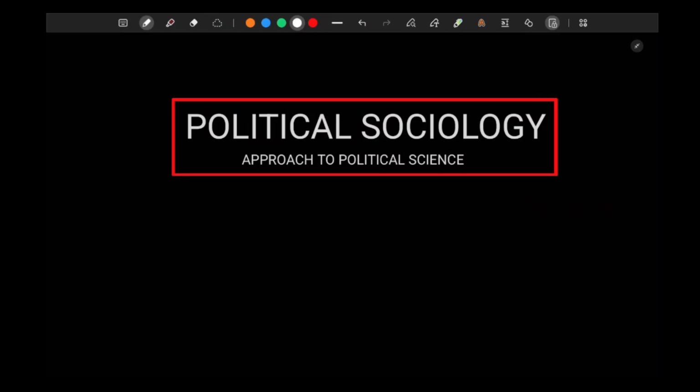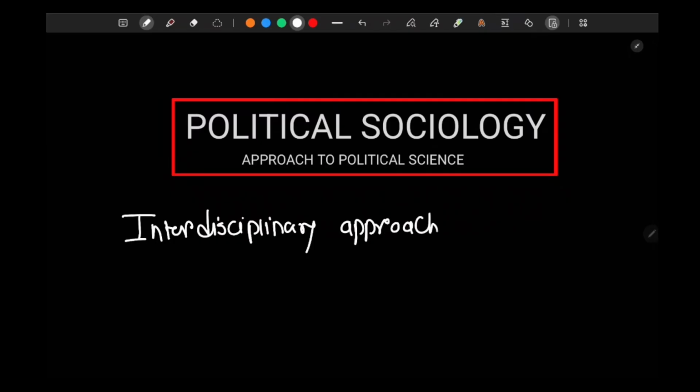The next approaches we are going to see are the three interdisciplinary approaches, right? Interdisciplinary approaches. So what is an interdisciplinary approach?